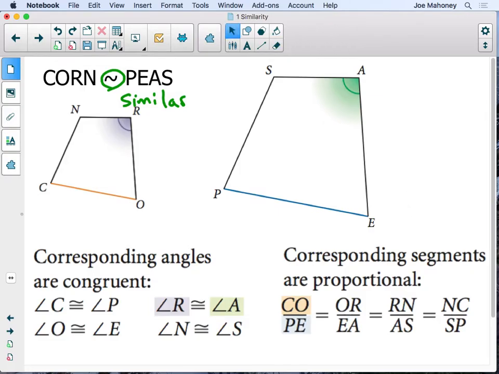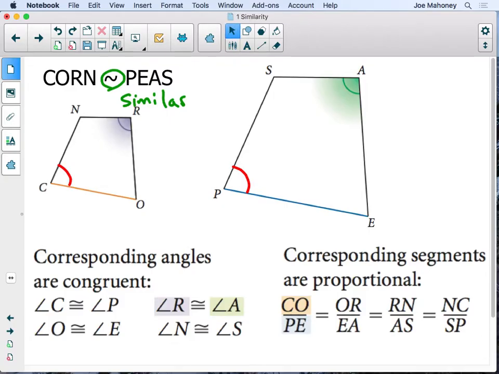That means similar. So if figure CORN is similar to figure PEAS, that means, as you see on the left, the corresponding angles are congruent. Angle C corresponds with angle P, so those angles are congruent. And the same with angles O and E, they're congruent. R and A are congruent, the ones marked in purplish and green. And angle N and angle S are congruent.